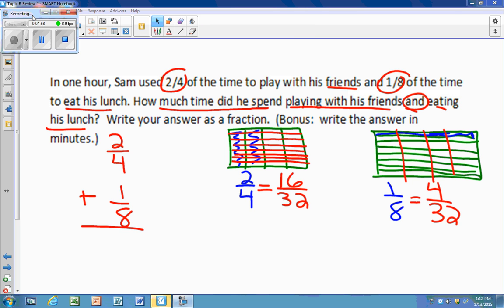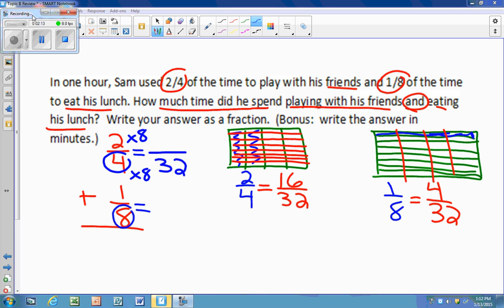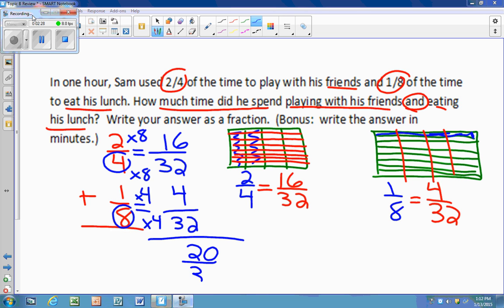I'm going to add them in a minute. I'm going to show you back over here that I could have looked at this and multiplied the denominators. So we get 32 because this is times 8. So up here is times 8, and we get 16. And then down here was times 4, and we get 32. So now our answer when we add all this together is 20/32.